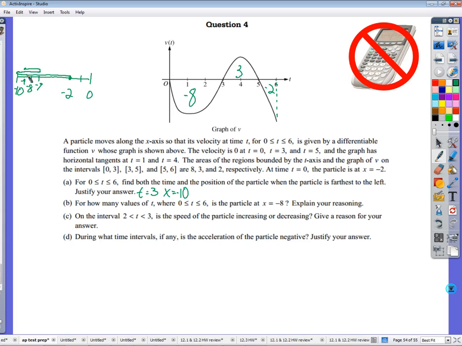The interval from 2 to 3, so from here to there, is the speed of the particle increasing or decreasing? Give a reason for your answer. Okay, so remember that the key word here is speed. Well, speed and explain is key too. Speed is always a positive value. If you're moving faster, regardless of which direction you're moving in, your speed is increasing, even though your velocity might be decreasing. Okay? So let's talk about speed in terms of velocity and acceleration.